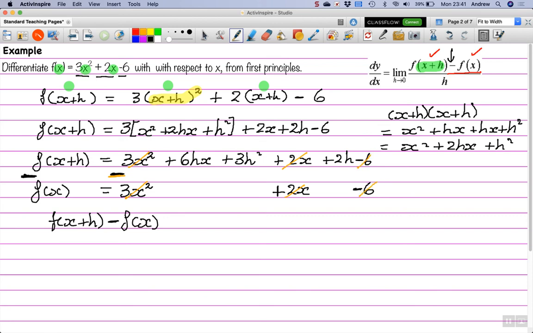So when I finish cancelling everything out, what am I left with? I'm left with 6hx plus 3h squared plus 2h. 6hx plus 3h squared plus 2h.